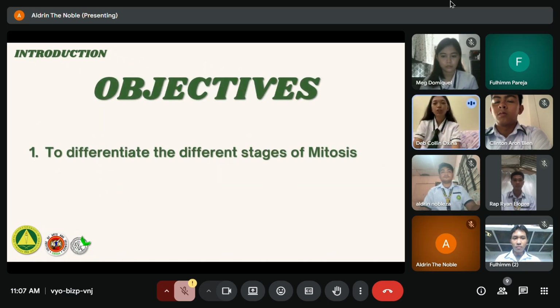My name is Deb Collin A. Oxina, and I am here to present the objective of this activity. It is to identify and differentiate the various stages of mitosis, such as prophase, metaphase, anaphase, and telophase in onion root tip cells by observing their distinct chromosomal arrangement and cellular structures under the microscope.